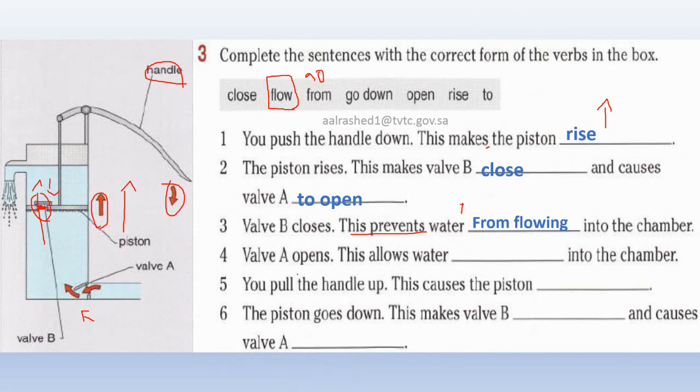Okay, 4. Valve A opens. This allows water into the chamber. So I have allow here. What happened? This allows water to flow, because the verb that comes with water is flow, like to go. It's basically like saying the water goes. Once you use allow, you should put to with it.